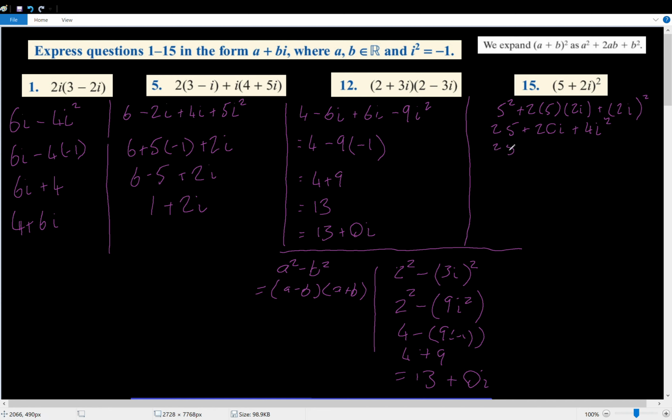So we get 25 plus 20i plus 4 times minus 1. So we're going to have 25 minus 4 plus 20i. So it's going to get 21 plus 20i, like that. And that is that.